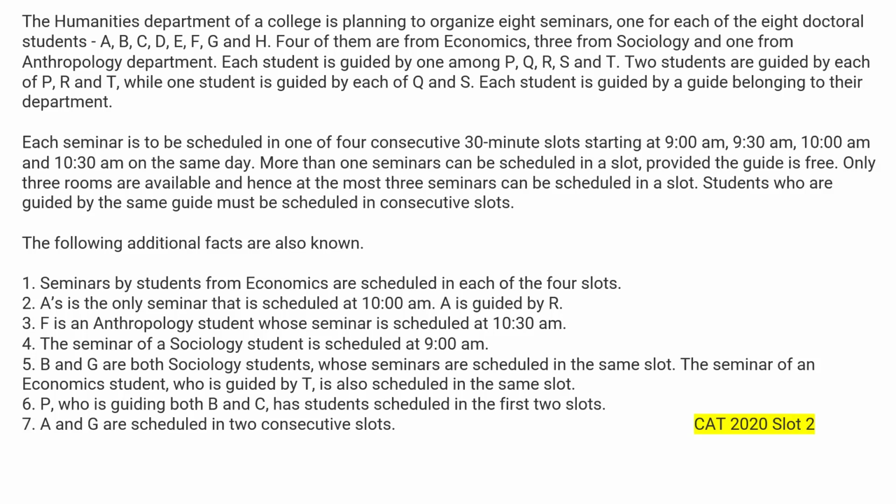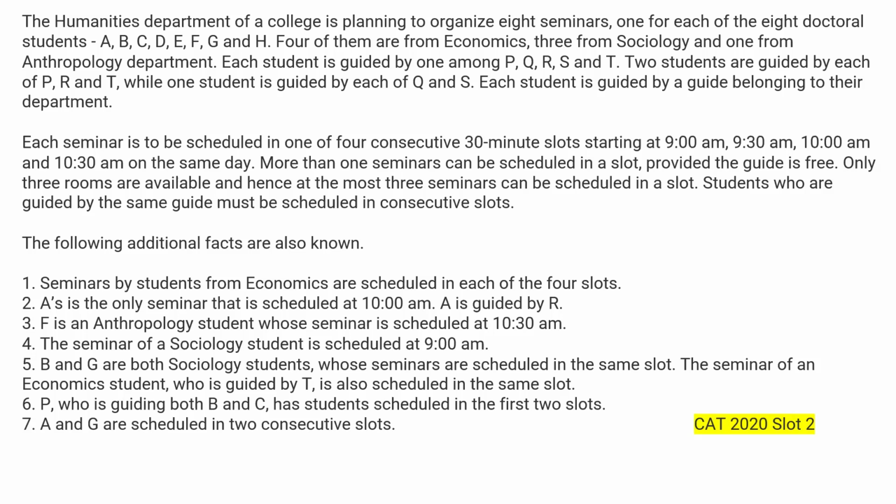So we'll read ahead. Each student is guided by one among P, Q, R, S, and T. This is an additional piece of information: guides. There will be 5 guides. 8 students, 5 guides, and the students are divided in departments. 2 students are guided by each of P, R, T, while one student is guided by each of Q and S. Each student is guided by a guide belonging to their department. Okay, so there is subject-wise distribution and guide-wise distribution of students.